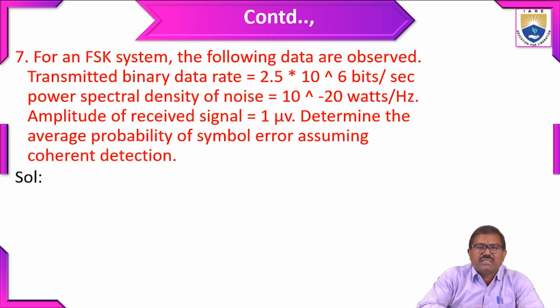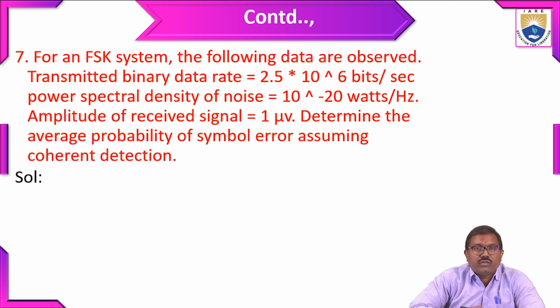Now we go for the seventh problem. For an FSK system, the following data are observed. Transmitted binary data rate 2.5 into 10 power of 6 bits per second. Power spectral density of noise 10 to the power of minus 20 watts per hertz. Amplitude of received signal as 1 microvolt, not milli, it is 1 microvolt. Determine the average probability of symbol error assuming coherent detection.